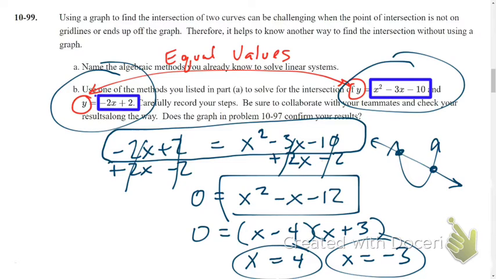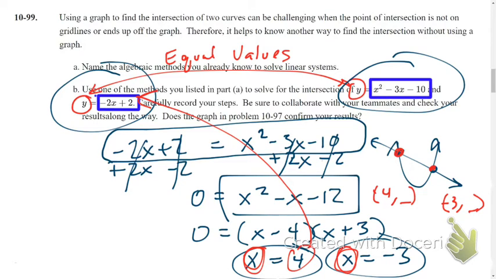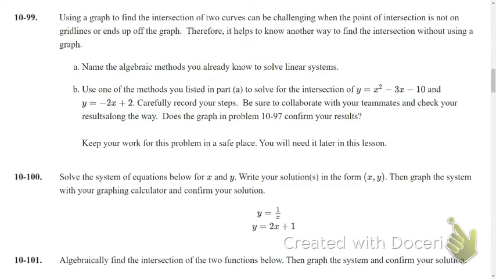If you think about it, what did we just solve for? We didn't solve for y, we technically solved for x. So our two points of intersection have x values of 4 and negative 3. What's the y value going to be? We can figure that out easily by plugging our x values into our equations and solving for y. You'd have to do that two times, and you would get your answer.